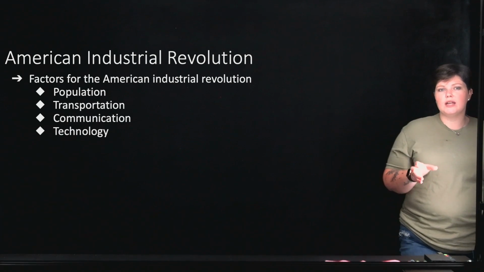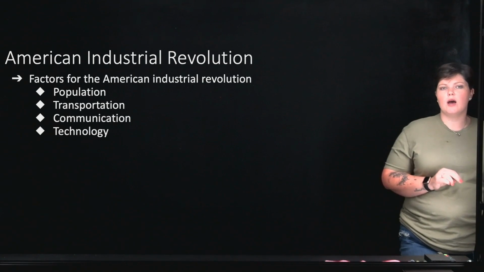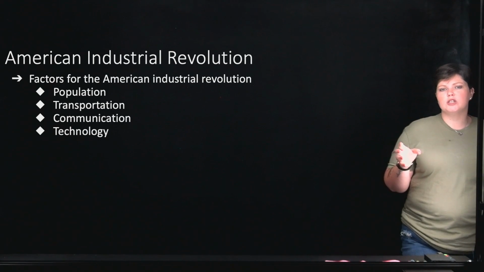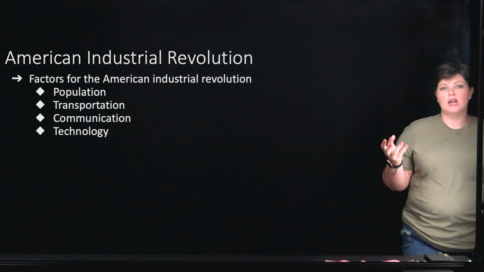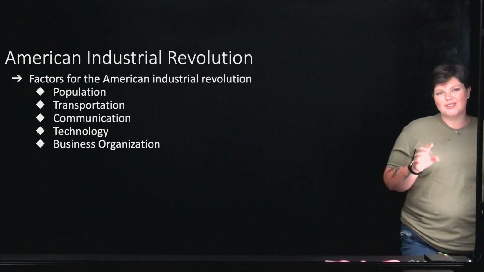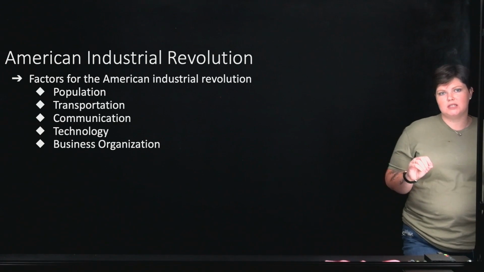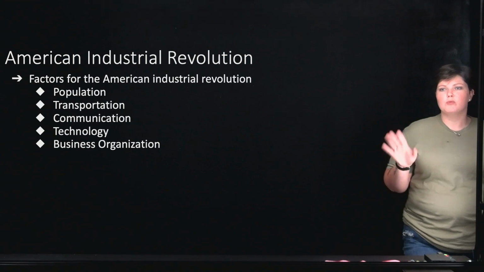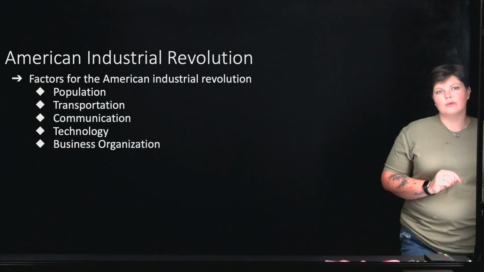Technology, specifically in the industrial sector, skyrockets during this time, and it also creates a feeling of innovation and imagination, and anyone could become an inventor during this time. And then business organization and how society runs these businesses and everything begins to change as well. So we're going to look at each of these 5 individual factors and how exactly they influence this industrial revolution.